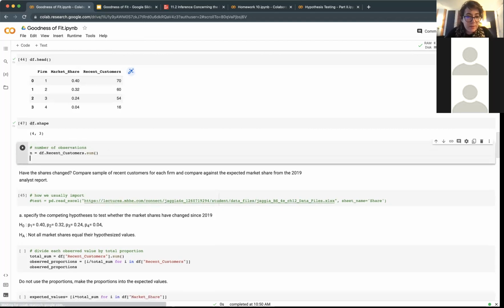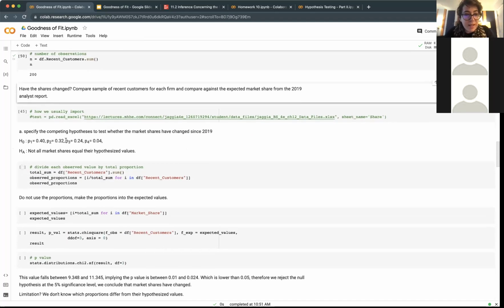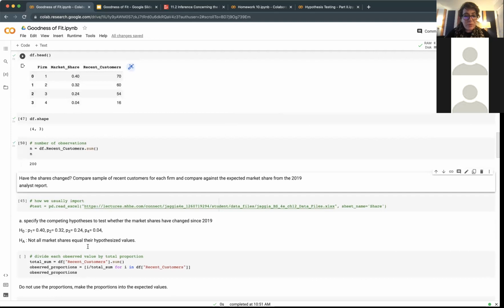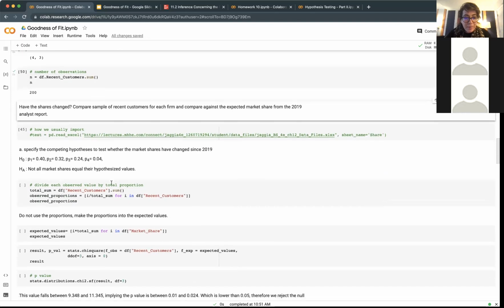Number of observations. Let me just have that here. So let's just say our question here is very similar to what the homework will look like, where you'll first need to establish the null and alternative. Here the null would be what our expected market share would be between these four firms, and we will use this value to test against each observation. The alternative is that not all market shares are equal to their hypothesized values.